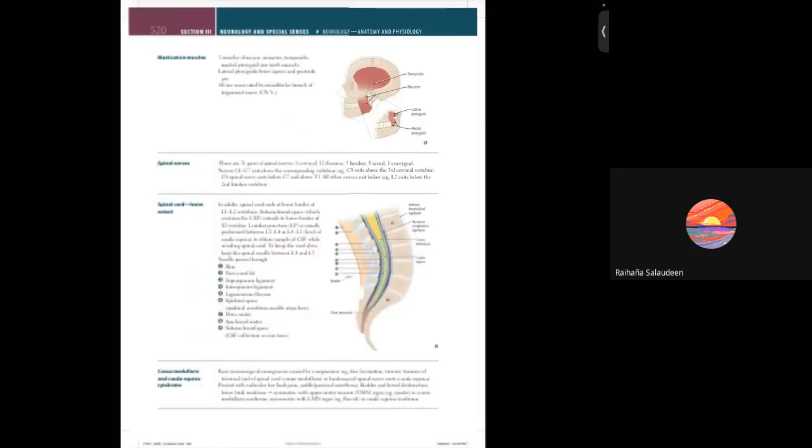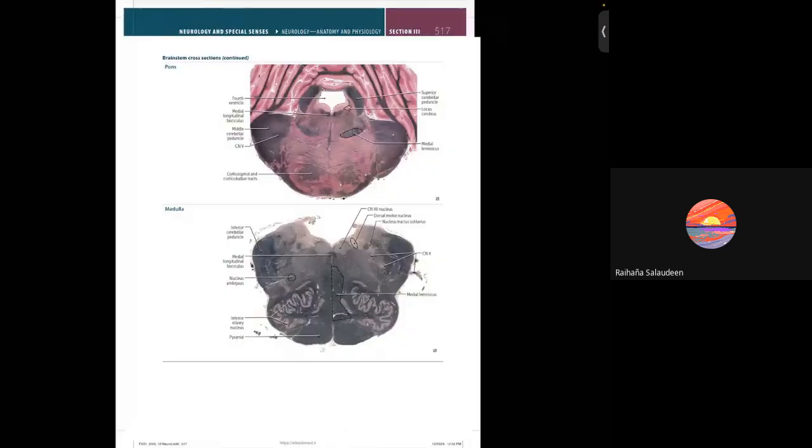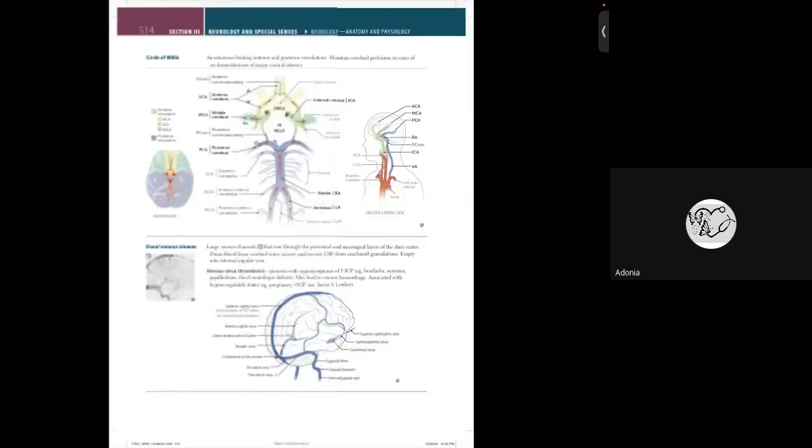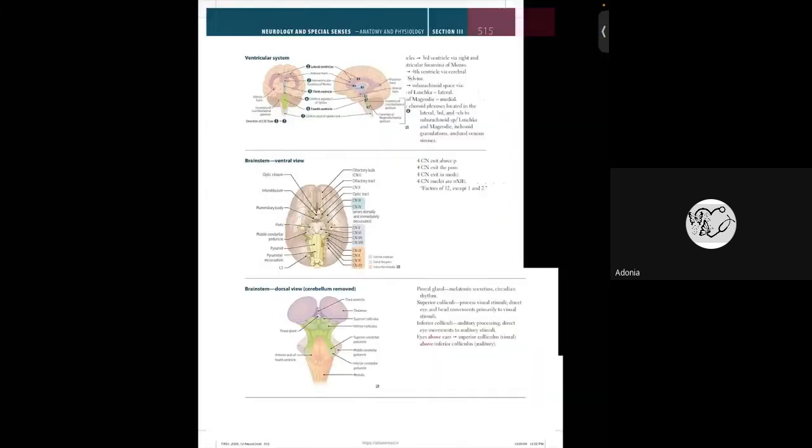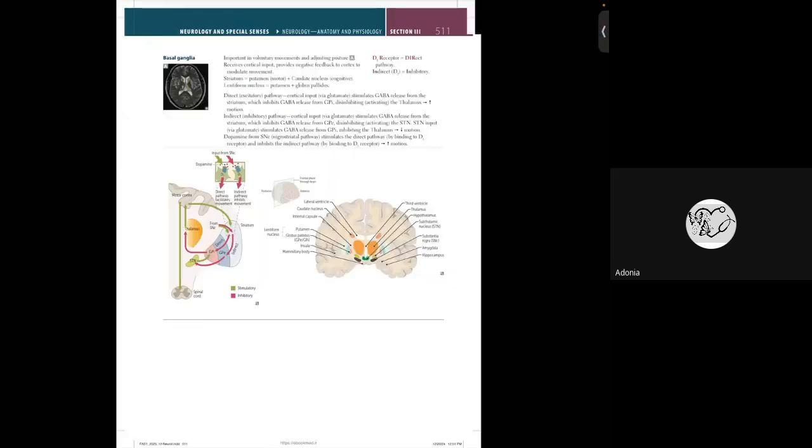Can you guys please tell me the page number of basal ganglia here in the first stage? It is 511. 511, right? Okay, that's great.